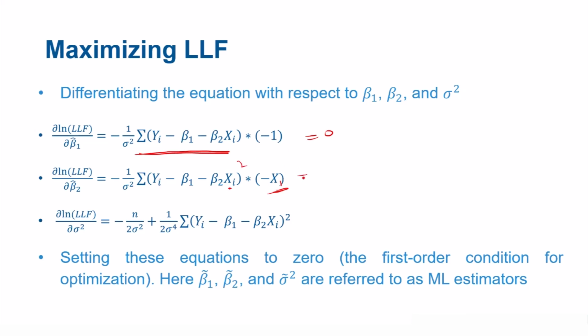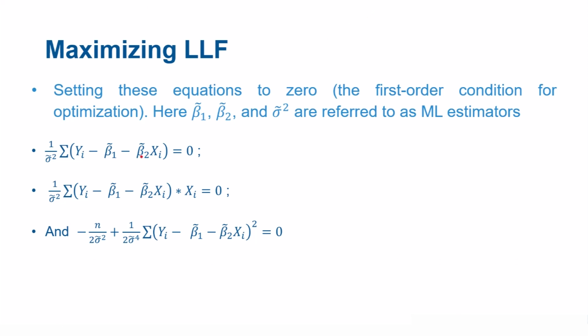xi equal to 0. And similarly, when you'll differentiate with respect to sigma square, you will get this typical function, which you will put equal to 0 to solve for it. So you have three equations. You'll set these equations to 0, which is the first order condition for optimization. And you'll obtain the estimates for beta 1, beta 2, and sigma square that are referred to as ML estimators.